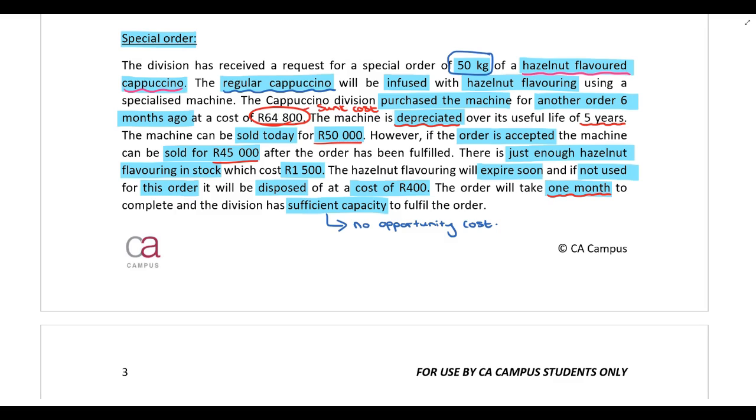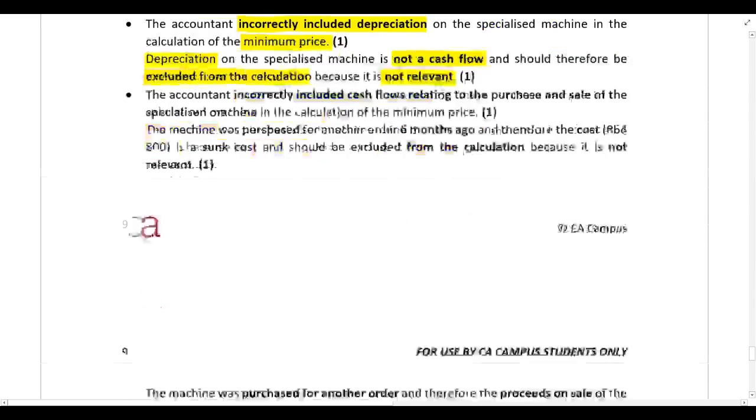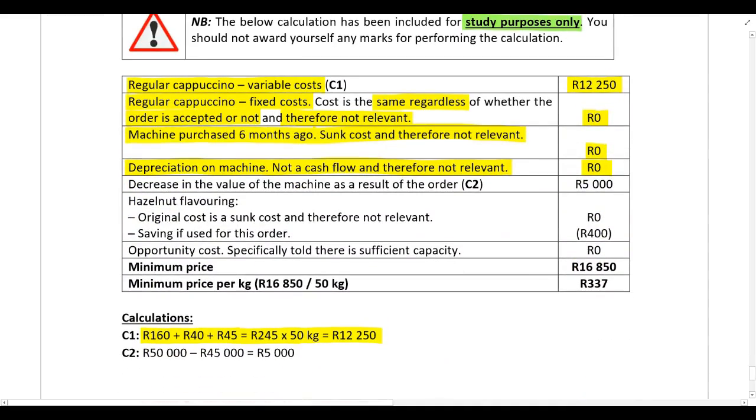The machine is going to lose value and they'll be able to sell it at a lower price, and that is directly because of this special order. So if we jump to the calculation first again, you can see there the decrease in the value of the machine as a direct result of the order. It's in calculation 2. There's a drop of 5,000 Rand. That is the only relevant cash flow that should be taken into account. That's how we know the calculation should be performed.